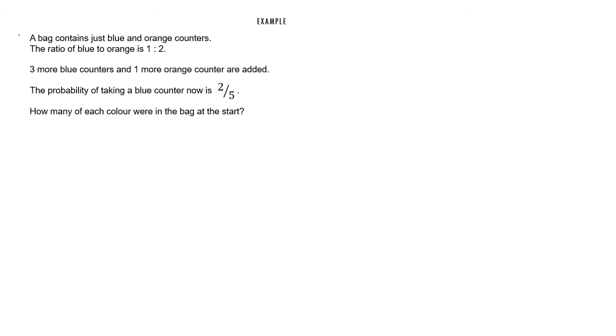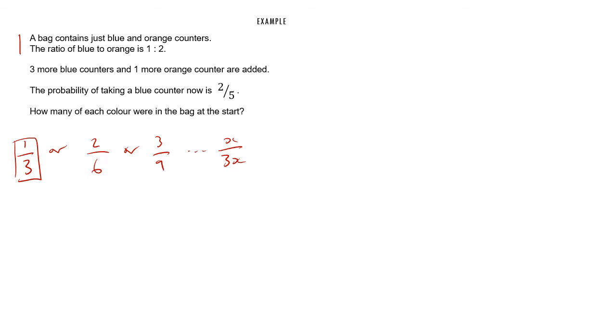So we've got a bag containing just blue and orange counters. And the ratio of blue to orange is 1:2. So that means in the bag at the start, we could have 1 blue out of a total of 3. So 1 blue, 2 orange. 3 in total, or it could be 2 blue out of a total of 6, or it could be 3 blue out of a total of 9. We don't know. But a useful way we can write this is x over 3x, and look back to the original fraction here if you're not sure where that came from.